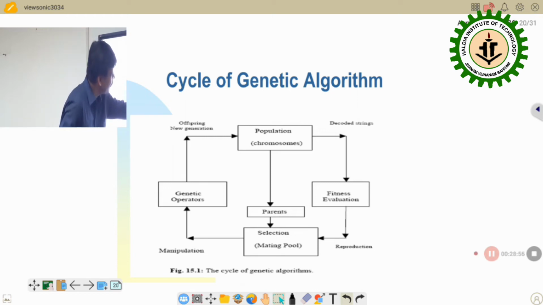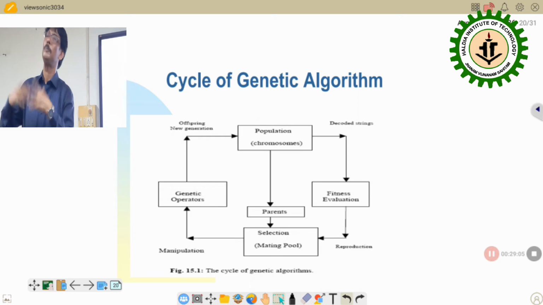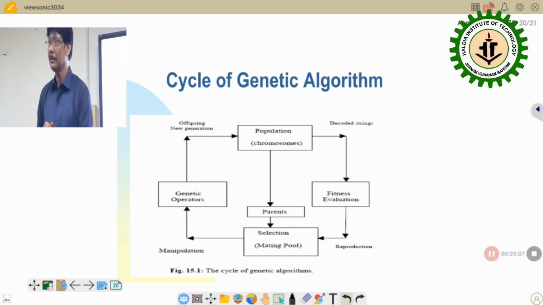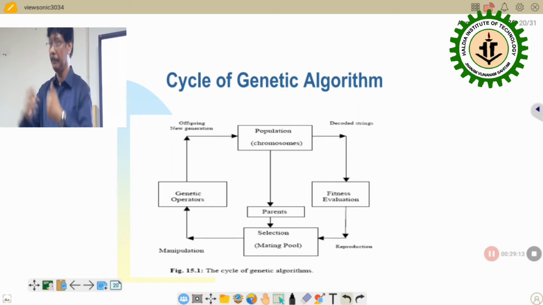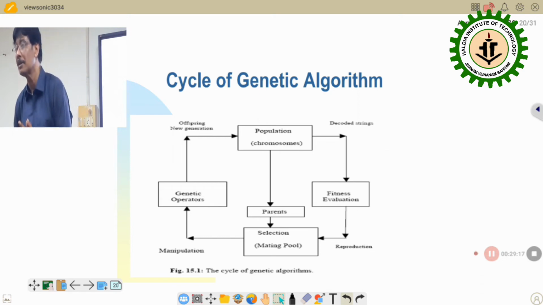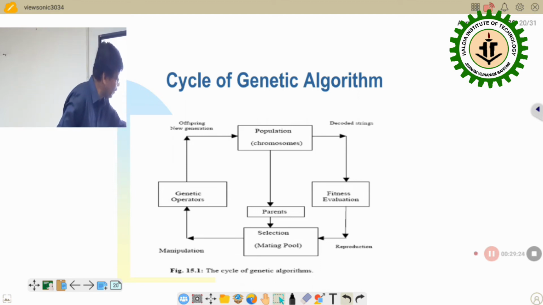Another point is that the population chromosomes are considered as parents. You can consider a few pairs of parents. It may not be all chromosomes. Suppose there are 100 solutions that you have initially chosen randomly. Out of 100, maybe 50 chromosomes you can take for the genetic operations. 50 chromosomes means 25 pairs. Okay. So they are being made ready in the mating pool.